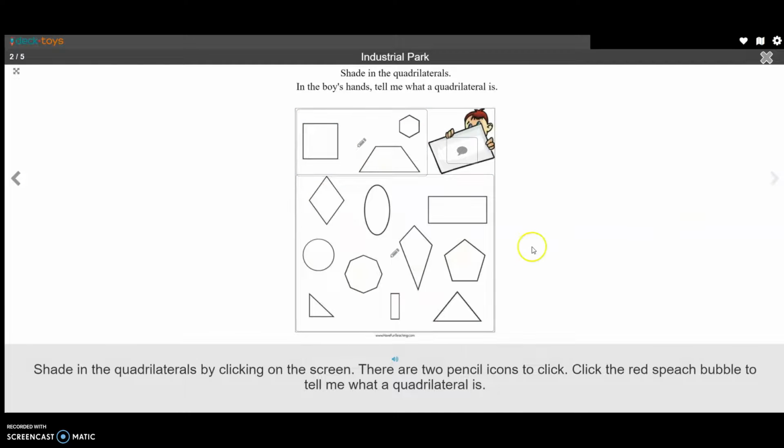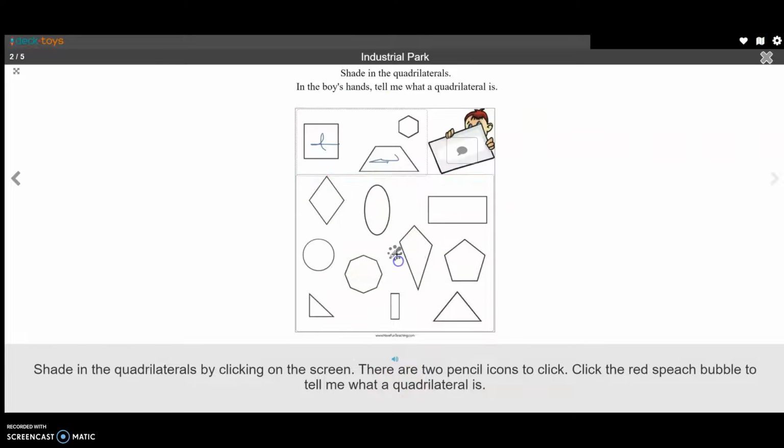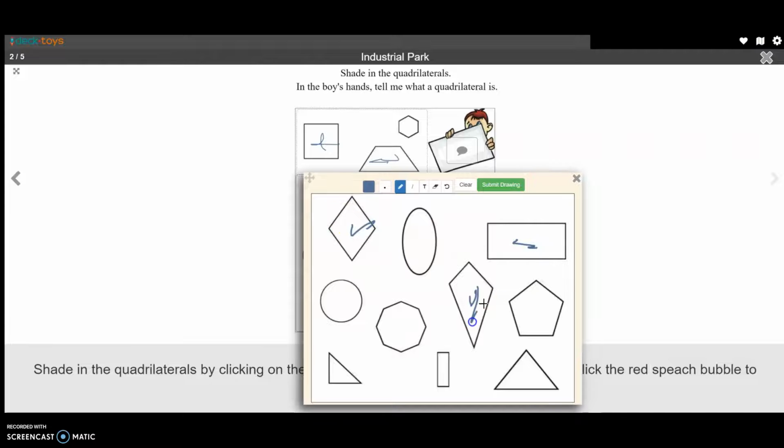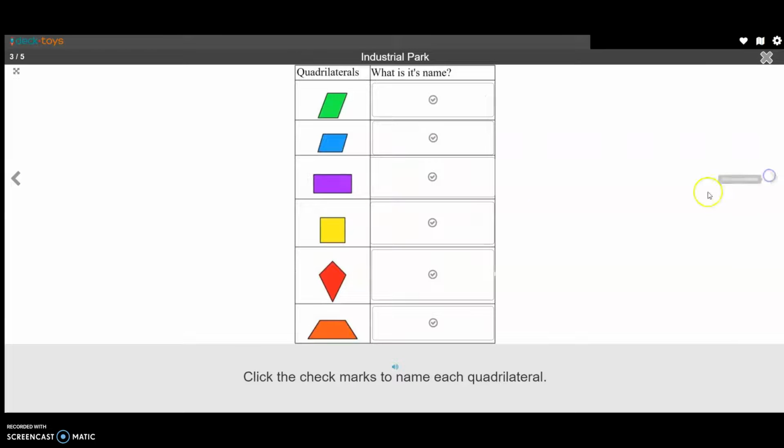This is kind of like you have to go through the park before you can get to this, so this is the last step. Shade in the quadrilaterals in the boy's hands. Tell me what a quadrilateral is. That's what you do in the boy's hands. And I have also the directions at the bottom, so it's the top and the bottom. We shade in our quadrilaterals. Down here, we're also shading in our quadrilaterals, right there. And then in here, I would tell you what a quadrilateral is. And I'd be able to see all their answers. It lets them move on, but it won't tell them if they're wrong on that one.